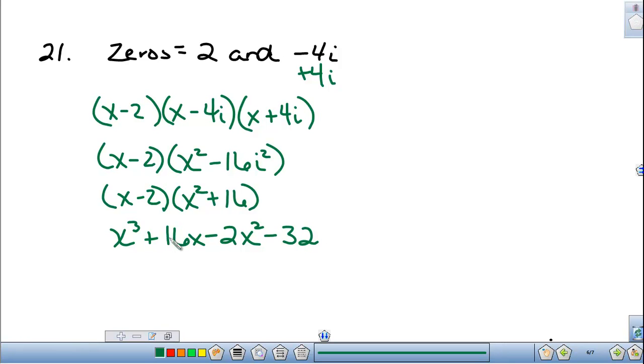And as you can see, this isn't in descending order yet, so let's just go ahead and rearrange some of these terms. I'm going to make sure that my powers are counting down. And this is your answer to question number 21, and that concludes this lesson.